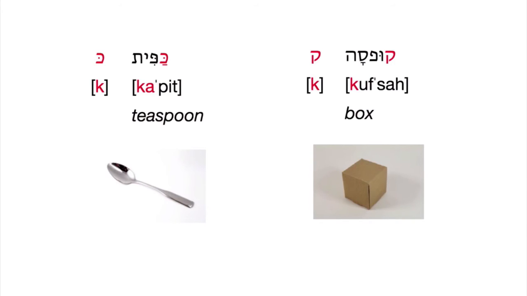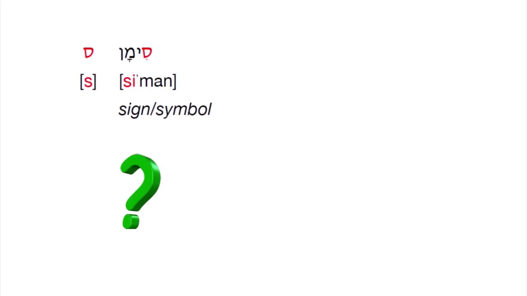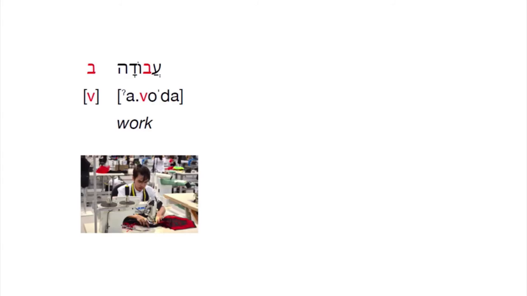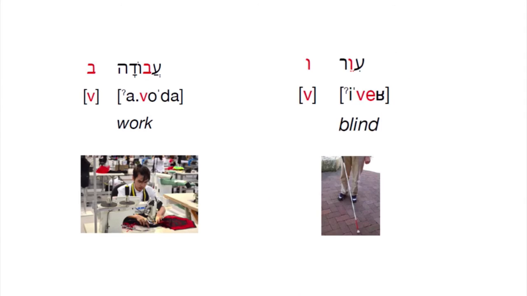You note that here we have 2 different letters in Hebrew that are producing the same K sound. And this happens for several sounds in Hebrew. Moving on. S as in סימן and שמחה. V as in עבודה and עיוור.